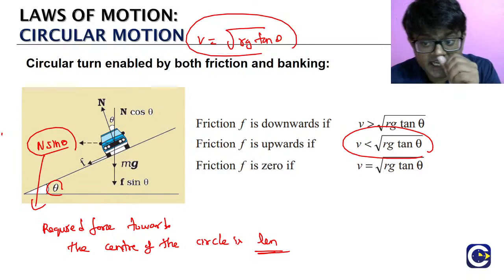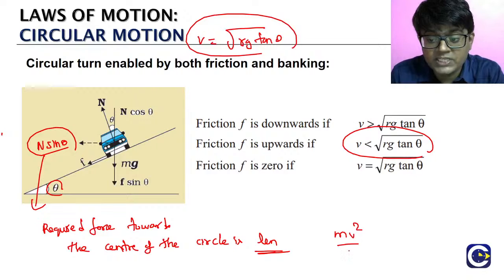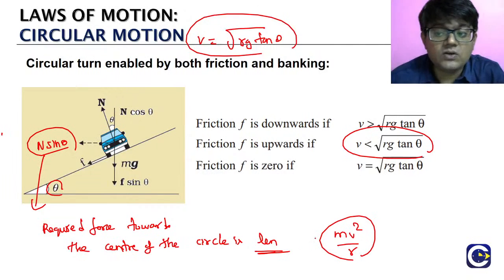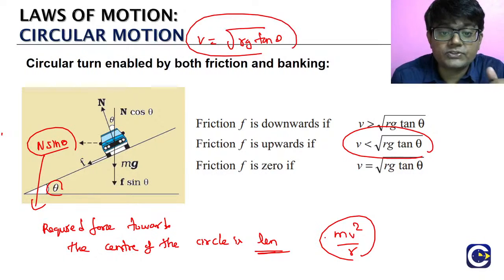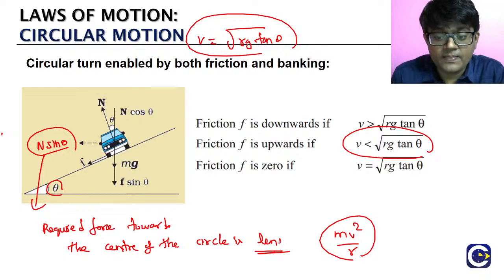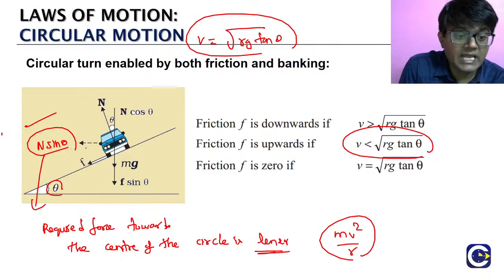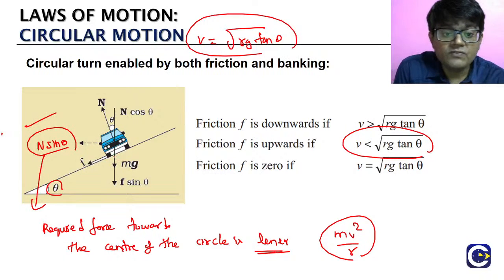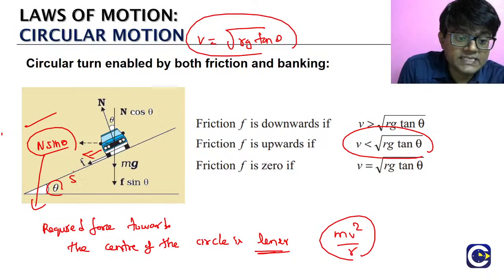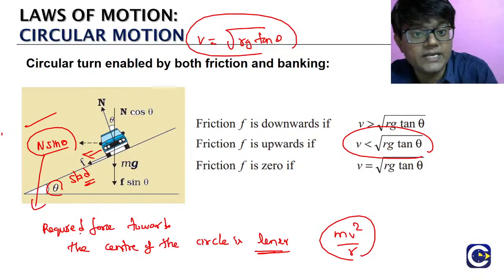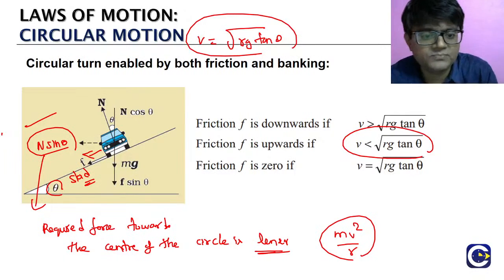The required force will depend upon the velocity, mv square by r. If your velocity is less than root rg tan theta, the required force needed towards the center of the circle is lesser. Then what is going to happen? You have more force acting towards the center of the circle, which means the car will try to skid towards the center of the circle.